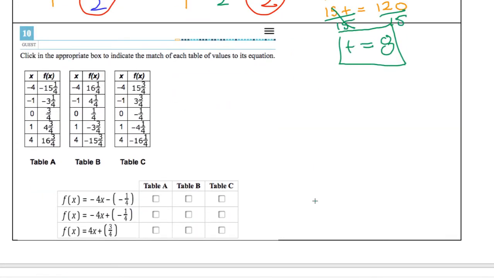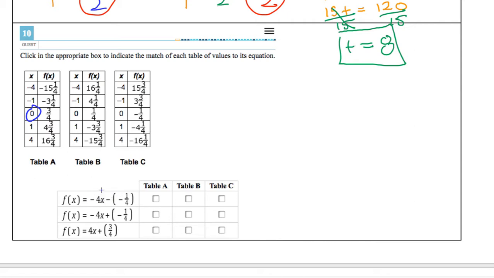All right, we're on to number 10. So we need to figure out which of these equations matches which of these tables. Essentially I need to plug in a number into our equation to see if that is the value that I'm looking for. The trick whenever you're doing these types of problems is to plug in the easiest number. The easiest number to plug in is 0, because 0 times anything is 0. So let's plug in 0 and see what happens to our equation.